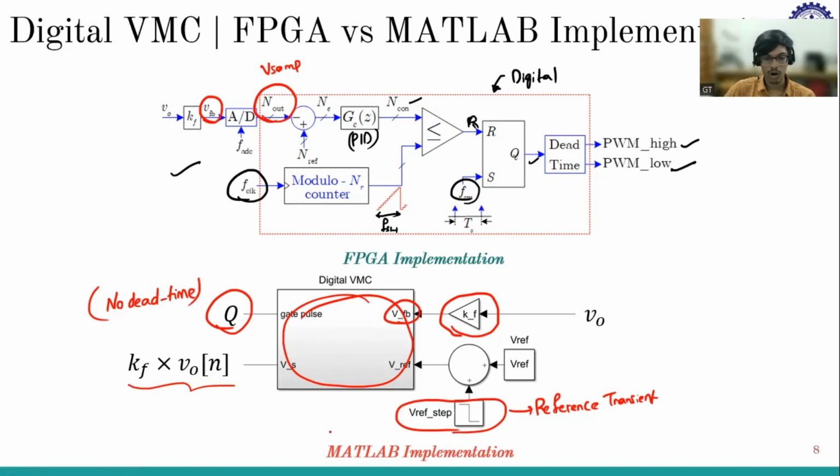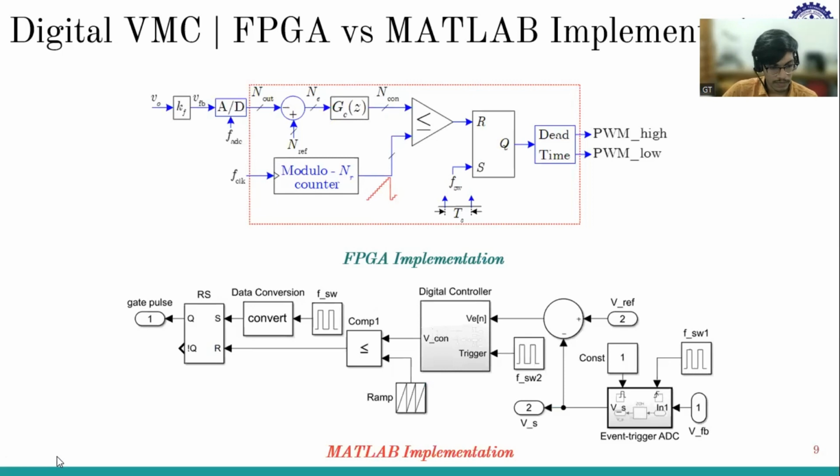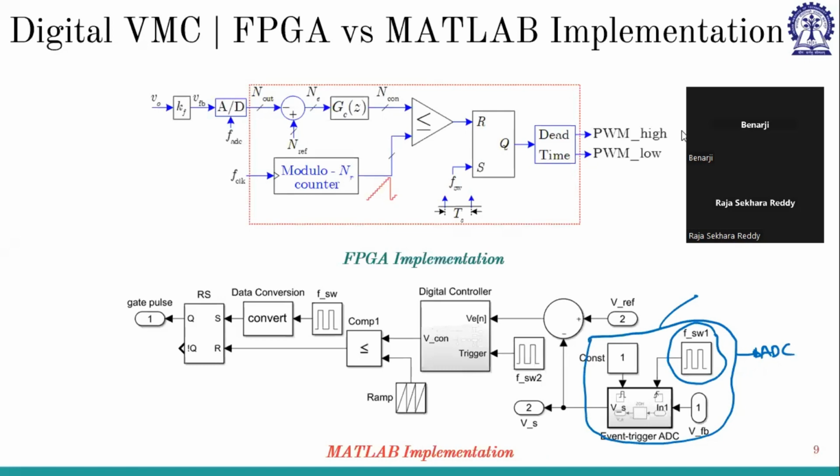So this is the overall MATLAB implementation model. If you go into this model, what does it contain? So it contains exactly the same thing that we had discussed in week 3. So this part is the sampling. You can consider it as ADC. So we had discussed it is event triggered, and it depends upon the event. Now this event is a uniform switching frequency.